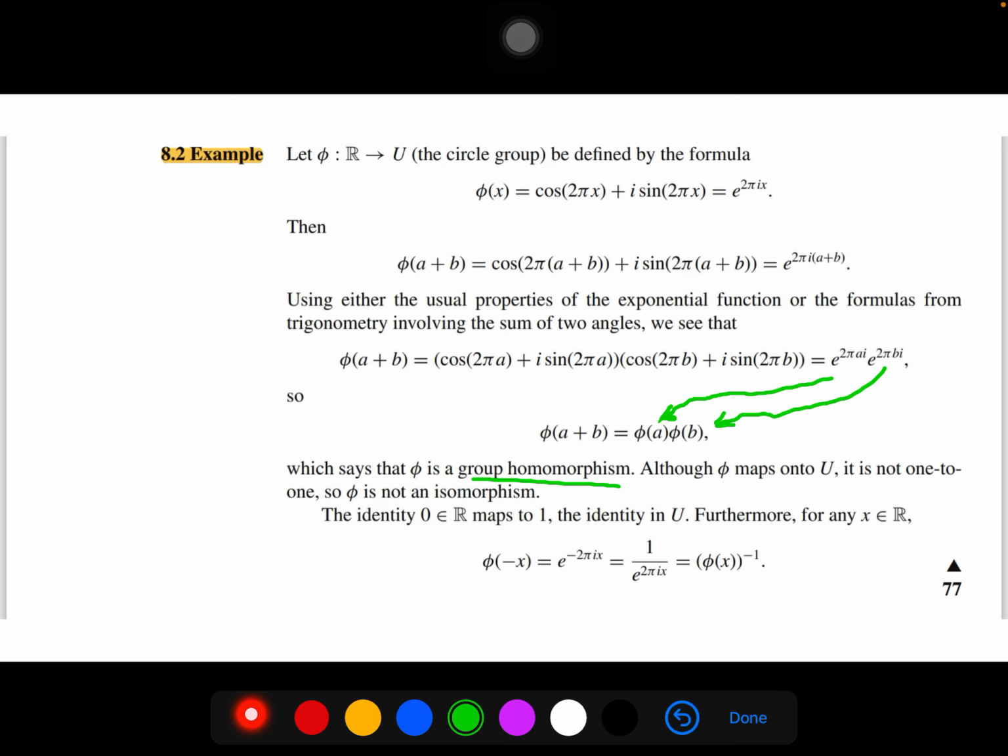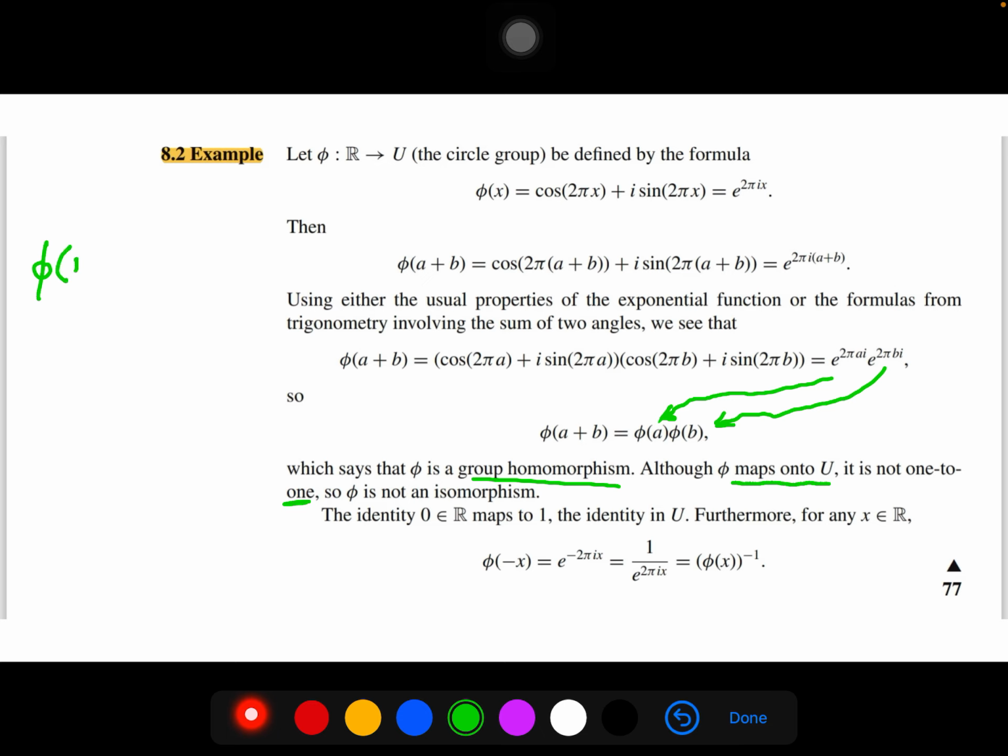If we move a little bit further, phi maps onto U, because each element on the circle has a pre-image. However, it is not one-to-one. Recall back in section 3 how it is not one-to-one. For example, e to the 2 pi i and e to the 4 pi i will be of the same value.